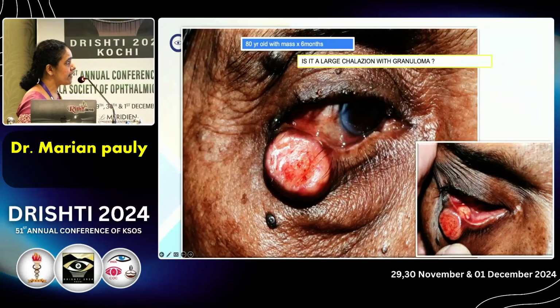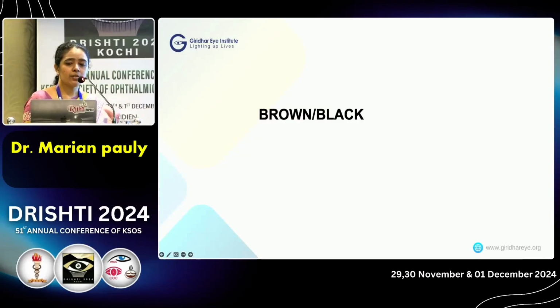What about this? Is it a lid abscess, or a large chalazion, or a chalazion with granuloma? I hope everybody will be able to see this is a clear-cut case with all the features of sebaceous gland carcinoma. So the spectrum of yellow lesions is over. I have not put lid abscess because Dr. Shebin has already shown it. This is a spectrum of lesions we have to really look into. Now come to the brown-black lesions.